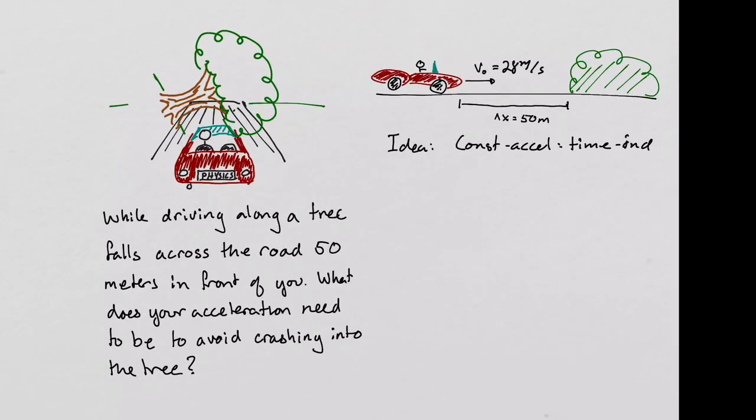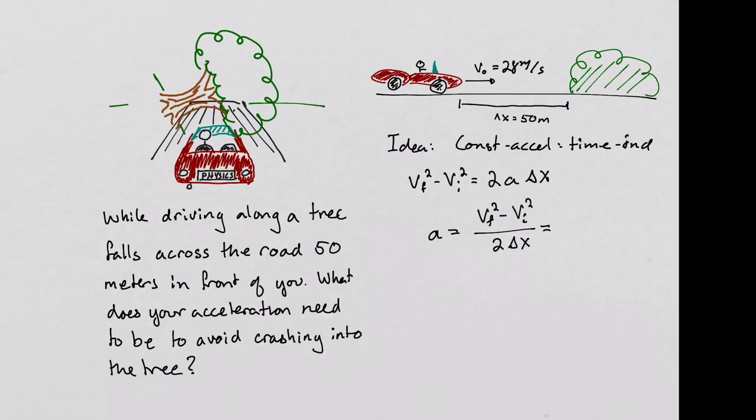acceleration. And so the formula is v final squared minus v initial squared is equal to 2 times the acceleration times the distance traveled. We are solving for acceleration, so a little bit of algebra gives us that this is v final squared minus v initial squared divided by 2 times the distance traveled.